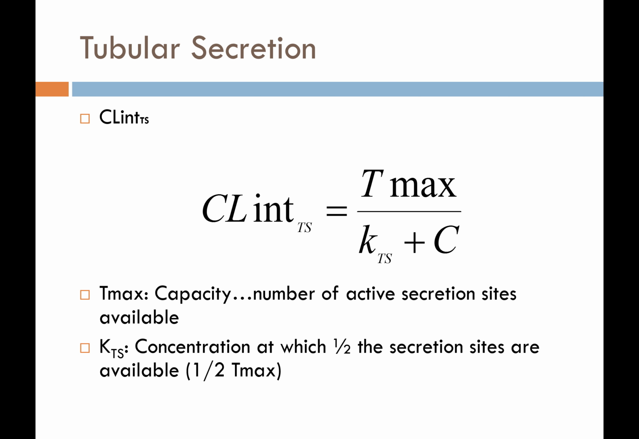This should also look very familiar to you. It's the same thing. So Tmax is the capacity, the number of active secretion sites available, and then KTS is just your K. So it's the concentration at which half of the secretion sites are available, so at half Tmax. Once again, this should look very familiar to you.